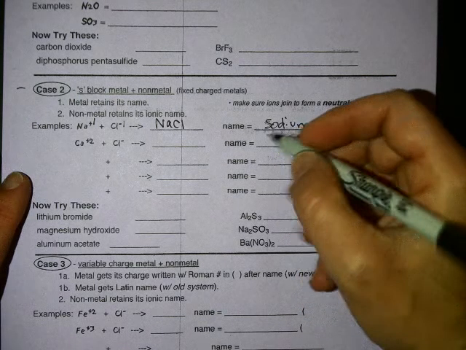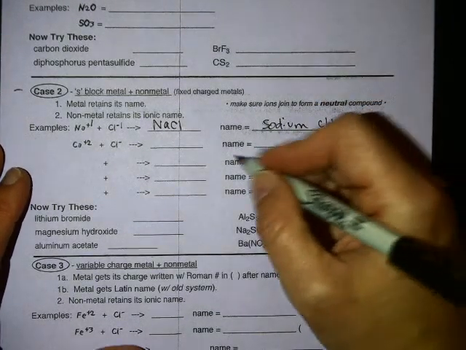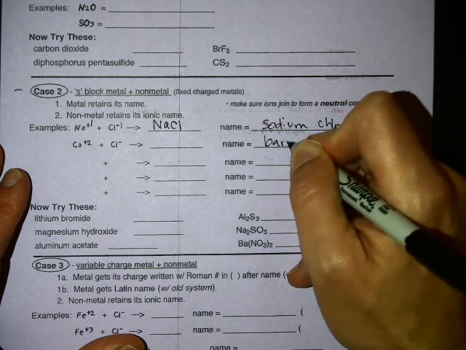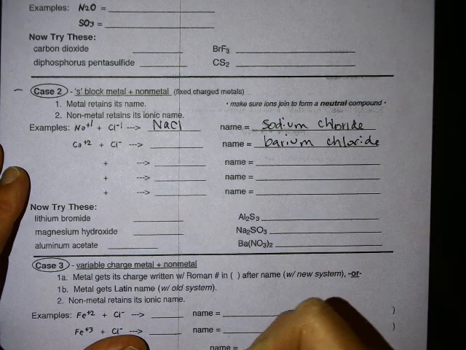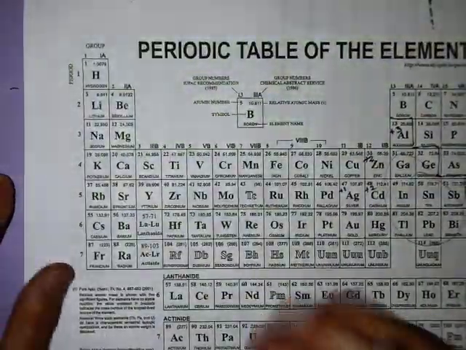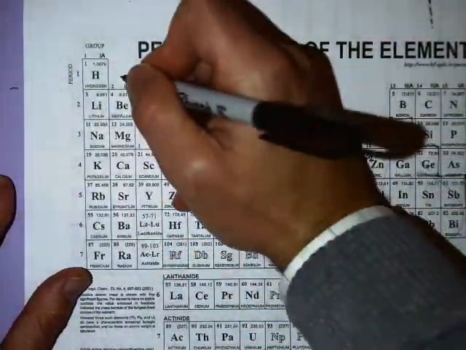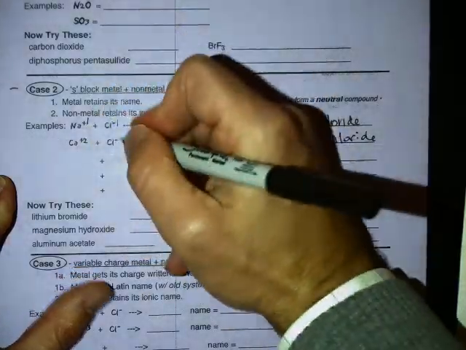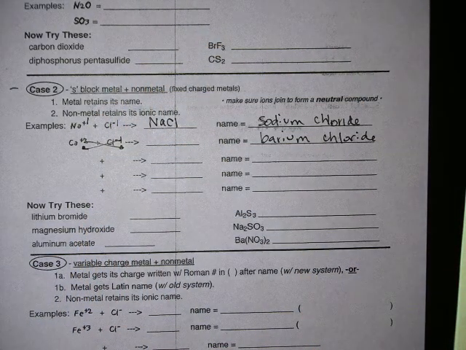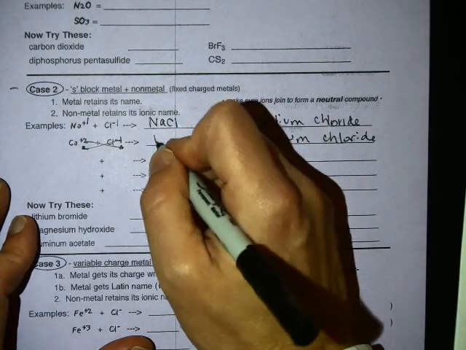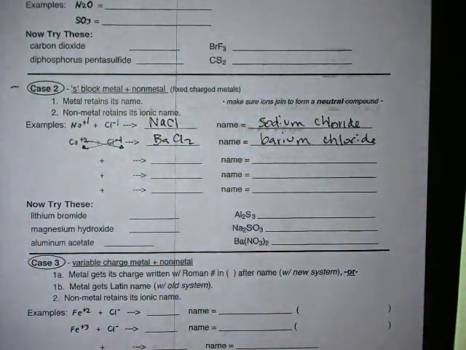Likewise, if I'd said write the formula for barium chloride, well, you'd go to barium here, which is in the second column. It's a +2. Chlorine is still -1. Take the 2, put it there. Take the 1, put it there. Don't write the 1s, and you get BaCl2.